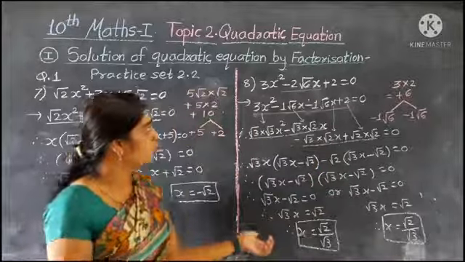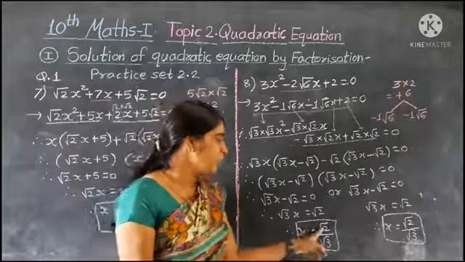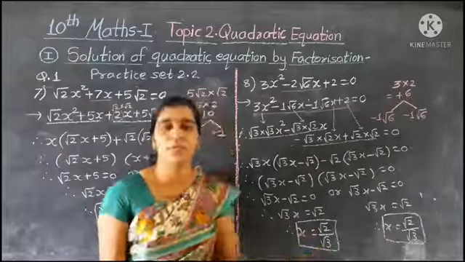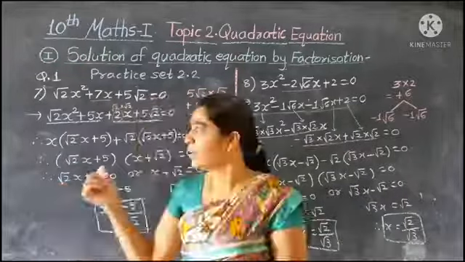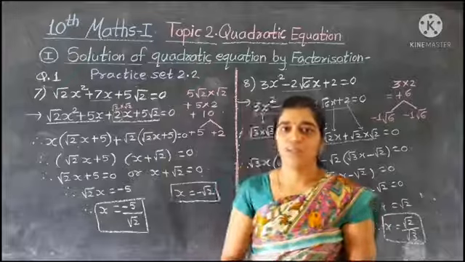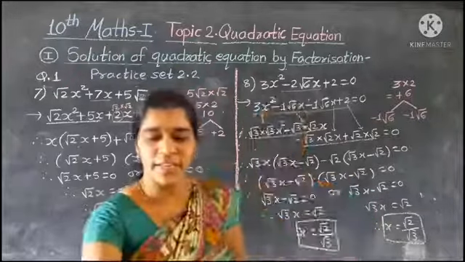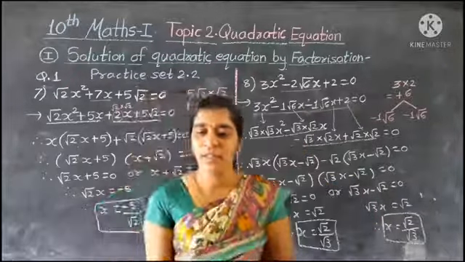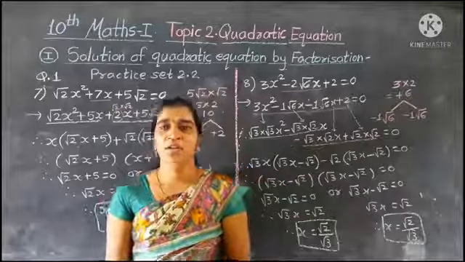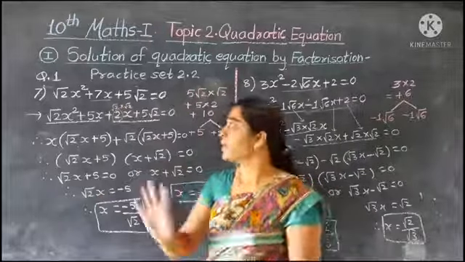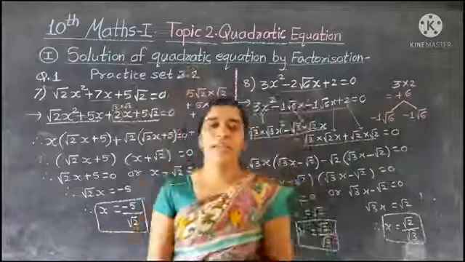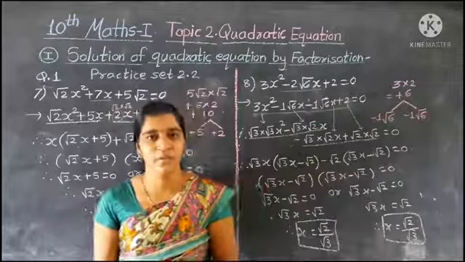So, the solutions of this are x is equal to root 2 upon root 3 and x is equal to root 2 upon root 3. Okay, understand these both types of examples. So, students, in the exercise you had given 12 examples. Here I have solved some examples for you in practice set 2.2. Remaining examples you solve yourself.